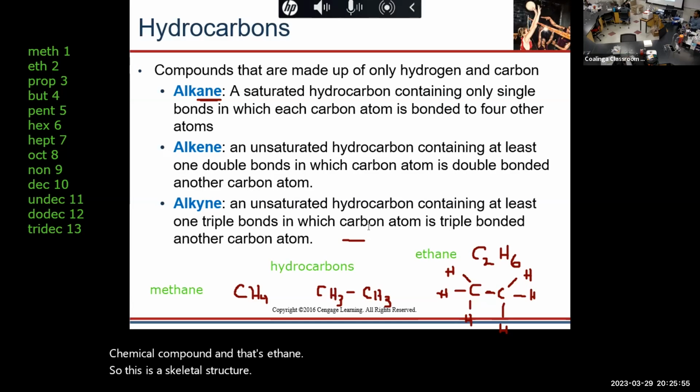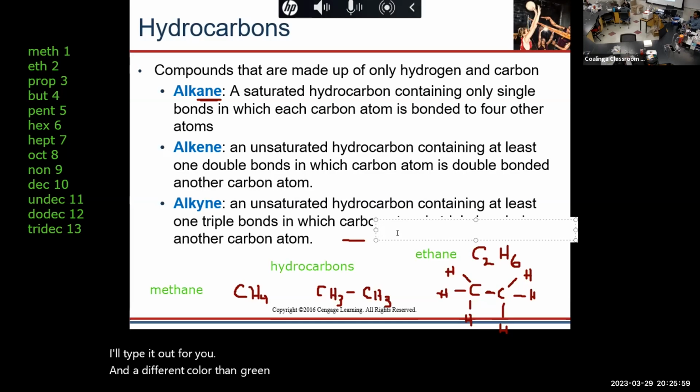Type it out for you. So just the line is the skeleton? Just the skeletal, yes, just the line, where each point represents a carbon.